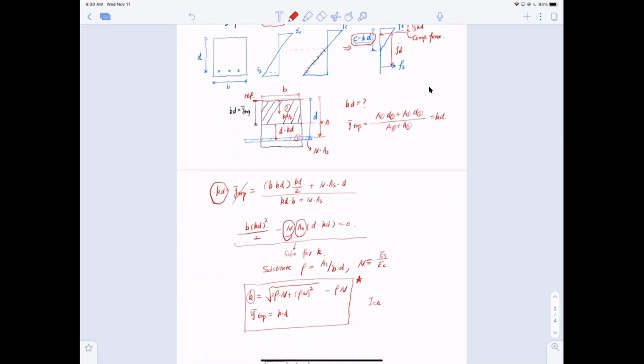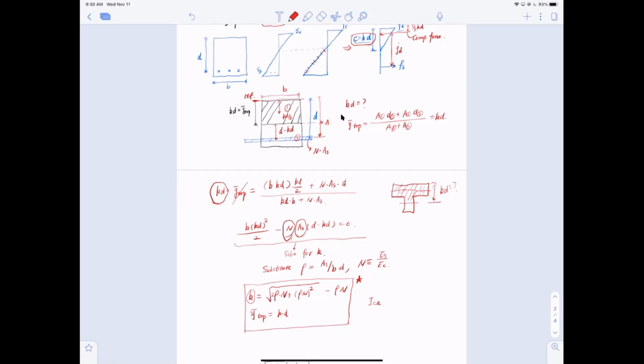Now, some of you may ask the question, what if I have a T-beam, and what if my KD exceeds this? Well, the answer is that mostly we're going to keep it within the flange. If KD exceeds this, you cannot use this equation anymore. So what to use? I have uploaded a file on Canvas that shows you how to do that, okay?